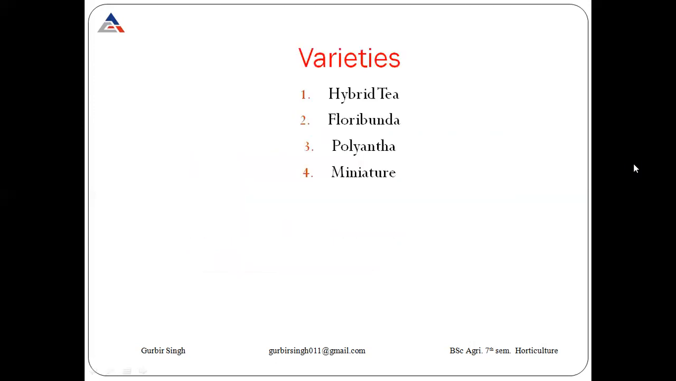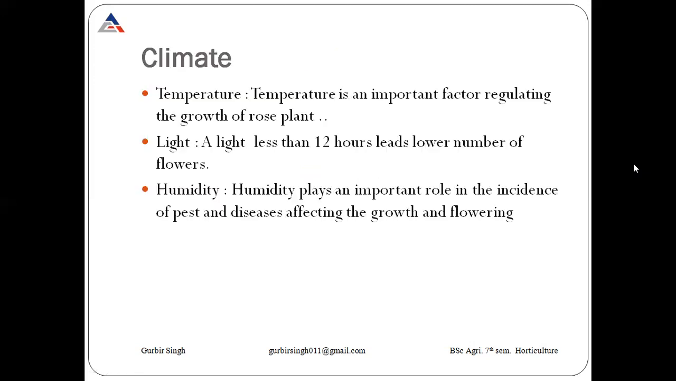Next is varieties. A large number of varieties in various colors and types are available, such as hybrid teas for cut flower production, floribundas for garden displays, and miniature roses for edging and pot culture. Climate. Temperature is an important factor regulating the growth of the plant. Light, less than 12 hours leads to a lower number of flowers. Humidity plays an important role in the incidence of pests and diseases, which affect the growth and flowering.